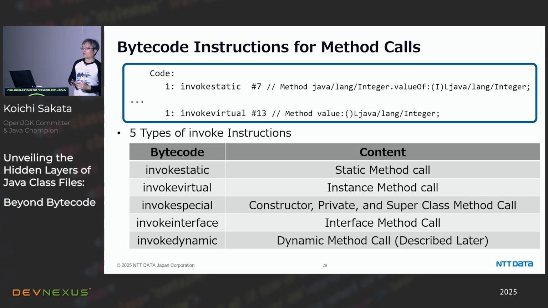Next, let's briefly talk about bytecode. There are 5 types of bytecode instructions for method calls. invokestatic is for static methods. invokevirtual is for instance methods. invokespecial is for constructors, private methods, and superclass methods. invokeinterface is for interface methods. I'll talk about invokedynamic in detail later. This is a special instruction.